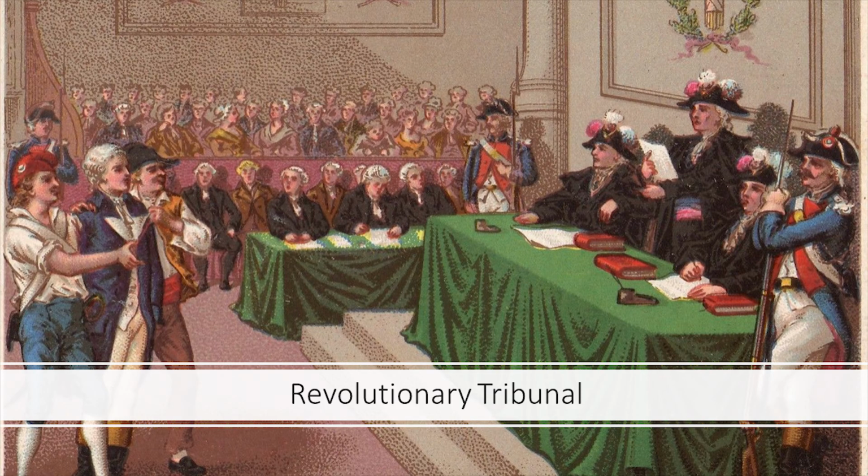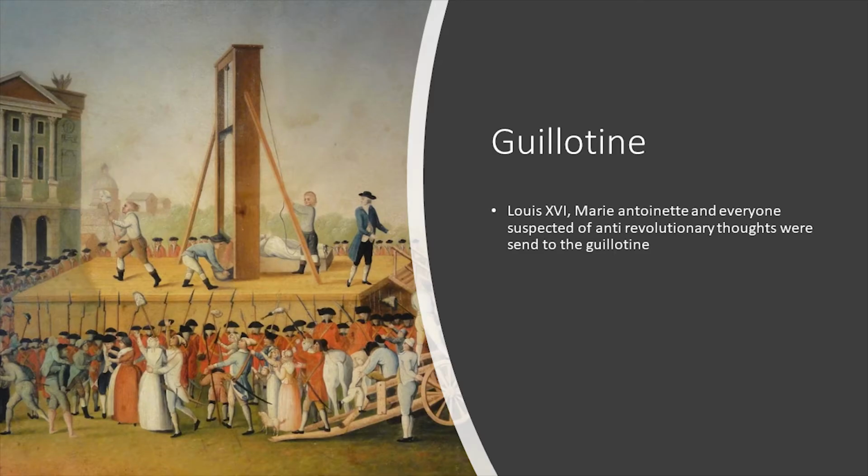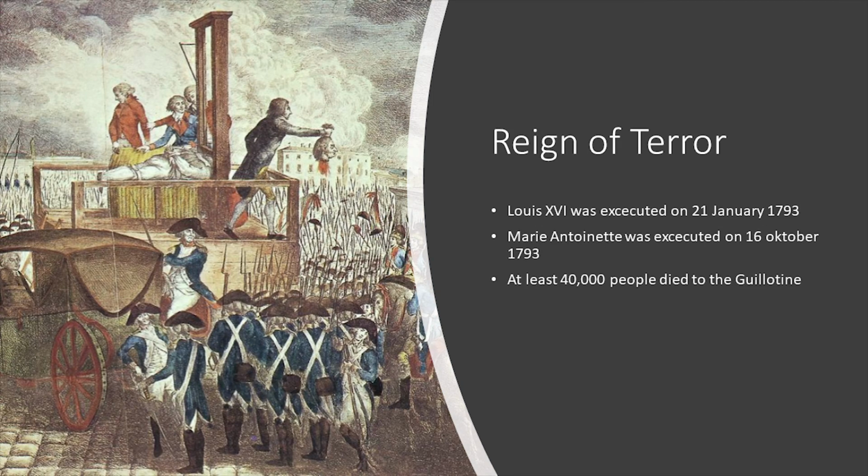Robespierre set up a revolutionary tribunal in Paris to put on trial anyone suspected of being an enemy of the revolution. Whoever was found guilty, including Louis XVI and later also his wife, was sent to the guillotine. The period of Robespierre is marked as the Reign of Terror.